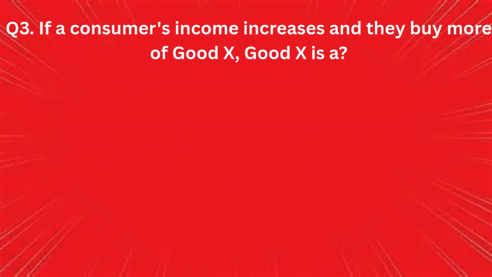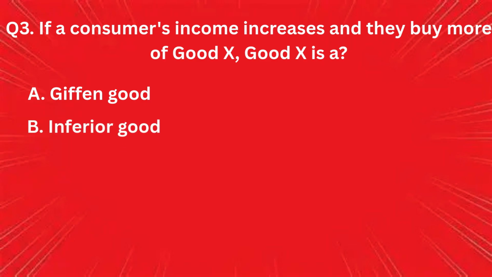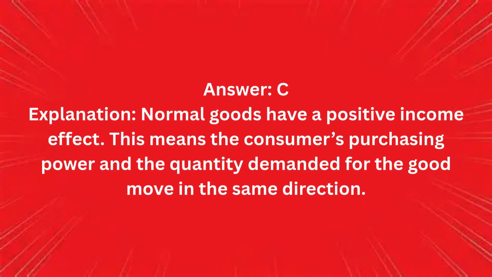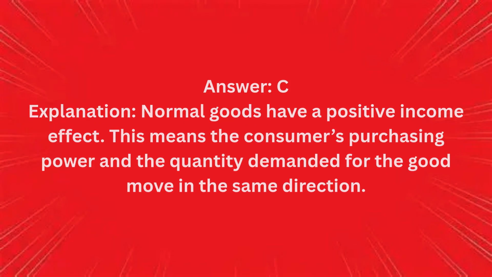item. 3. If a consumer's income increases and they buy more of good X, it is A. Giffen good. B. Inferior good. C. Normal good. D. Substitute good. Answer: C. Explanation: normal goods have a positive income effect. This means the consumer's purchasing power and the quantity demanded for the good move in the same direction.